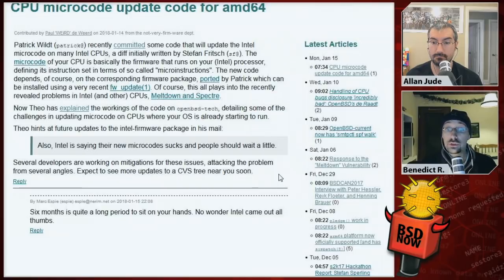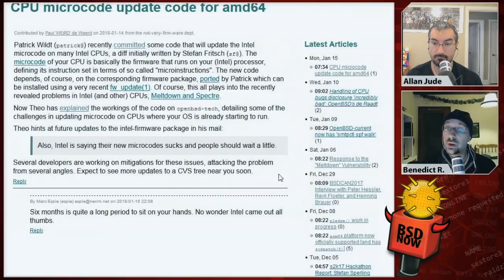The microcode of your CPU is basically the firmware that runs on your Intel processor, or whatever processor you might have, depending on the vendor, defining its instruction set in terms of so-called micro instructions. So there's a little code execution engine, very basic, that makes the CPU behave in certain ways. The new code depends, of course, on the corresponding firmware package that's ported by Patrick, which can be installed using a recent fw_update utility. That way you can apply these updates to your CPU.